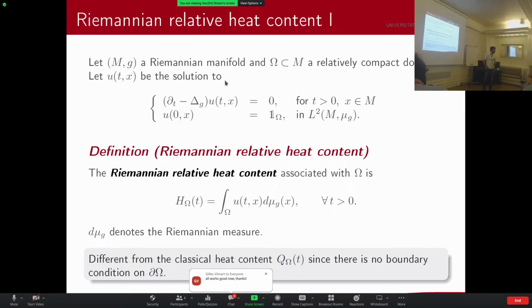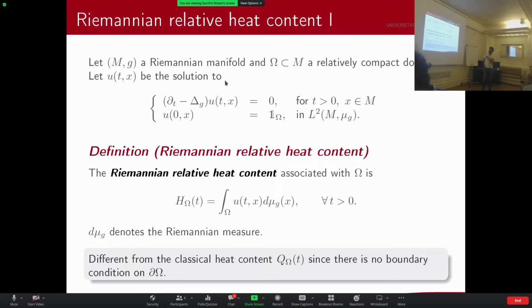We know from classical spectral theory that we have a heat semigroup, and so we can define the temperature distribution, the solution to this problem. The Riemannian relative heat content will be the total amount of heat contained in the set Omega at time t, where in particular this integral is computed with respect to the Riemannian measure.